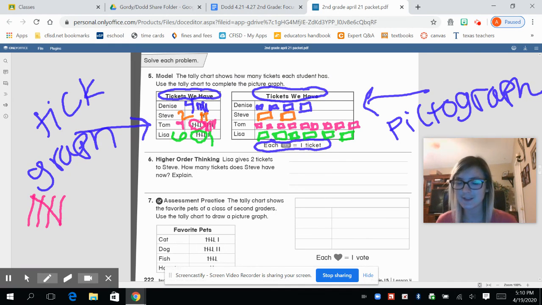All right, guys. So that's all about tick marks and all about pictographs and the bar graphs and how we can make pictographs out of tick mark graphs.